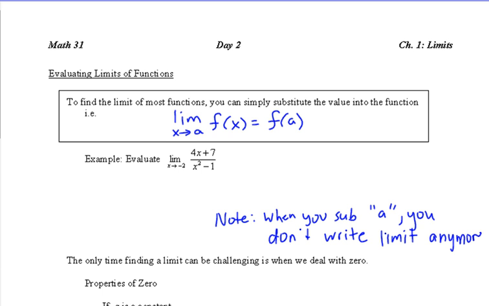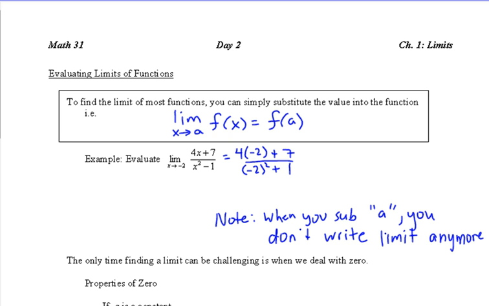So I'm going to sub in -2 for x: 4 times -2 plus 7, over -2 squared plus 1. Notice as soon as we sub, we don't write limit anymore. We keep writing limit if we're just rearranging or simplifying, like factoring the bottom. But as soon as we sub, the limit's gone. We don't write limit anymore.